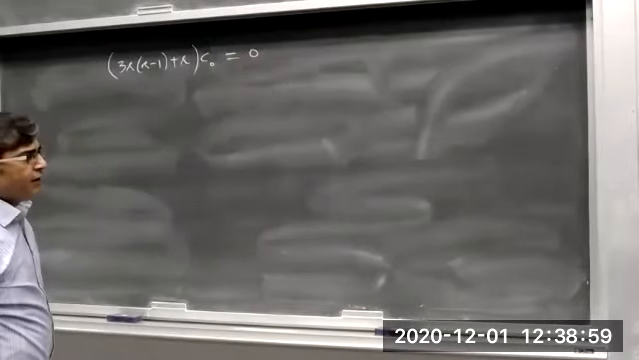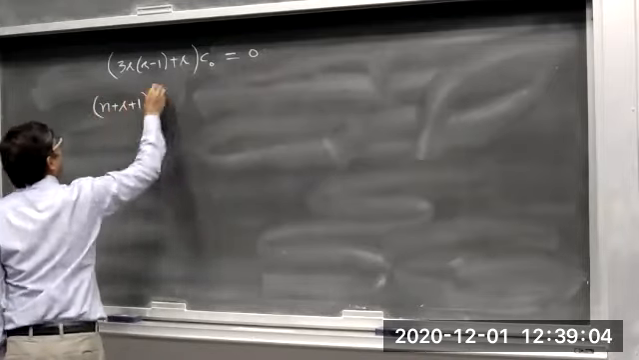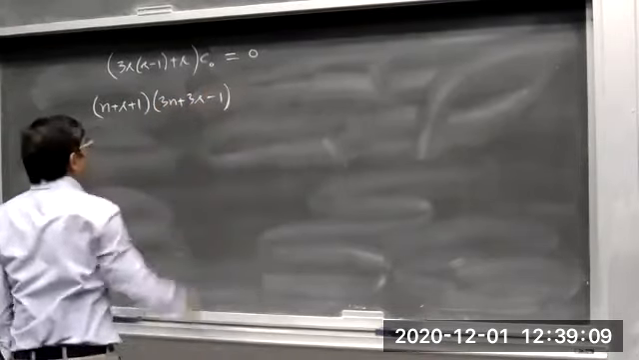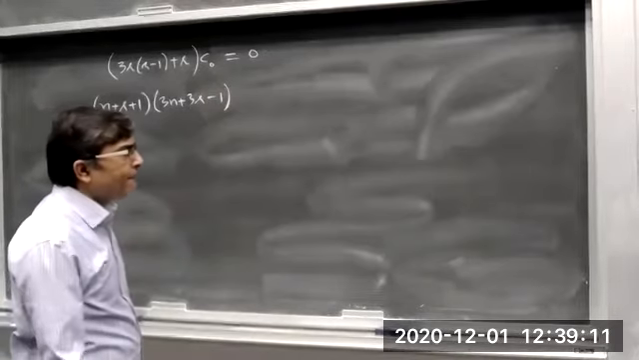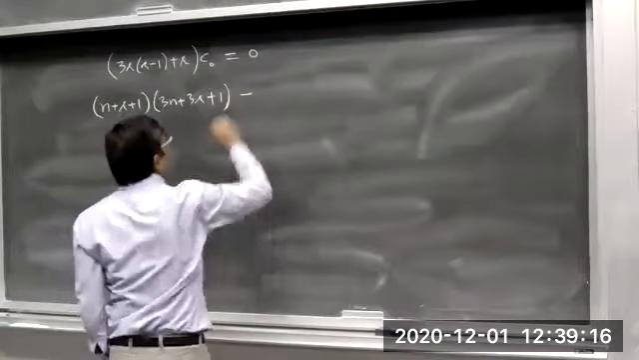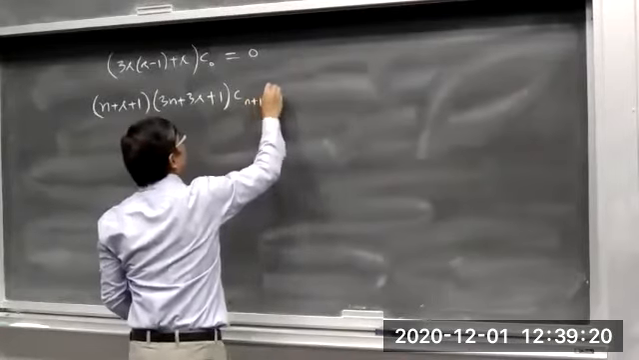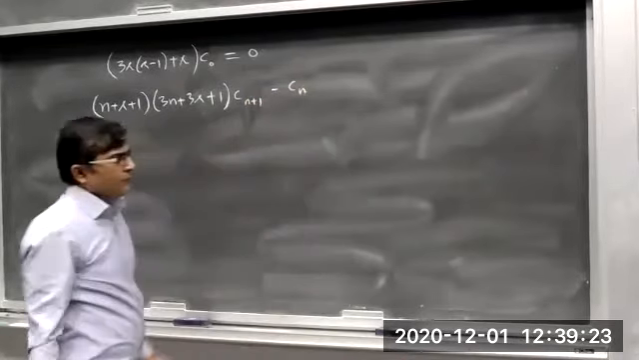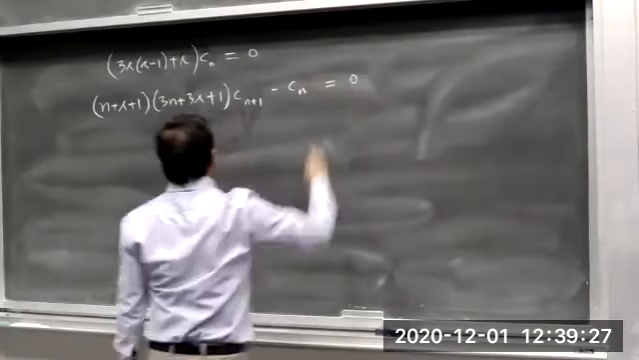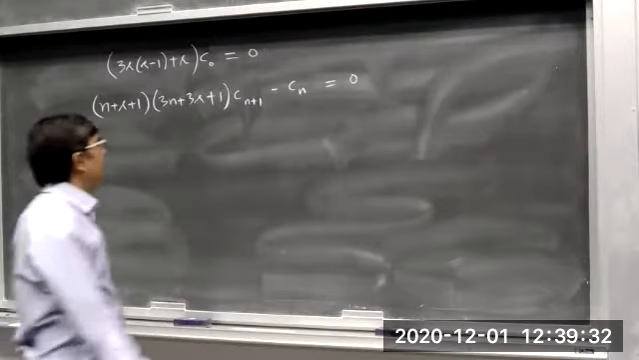And from the second term, we obtain n plus r plus 1 times 3n plus 3r plus 1, sorry, not minus 1, times cn plus 1 plus cn. This thing is equal to 0 again, by comparing the coefficients on both sides.